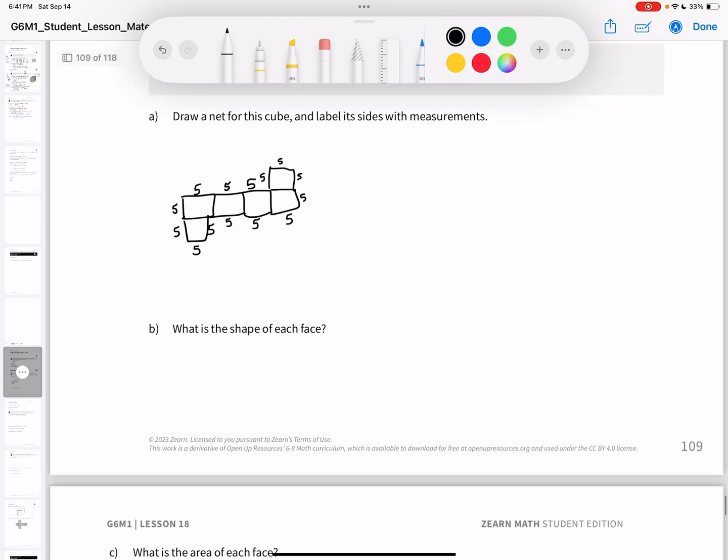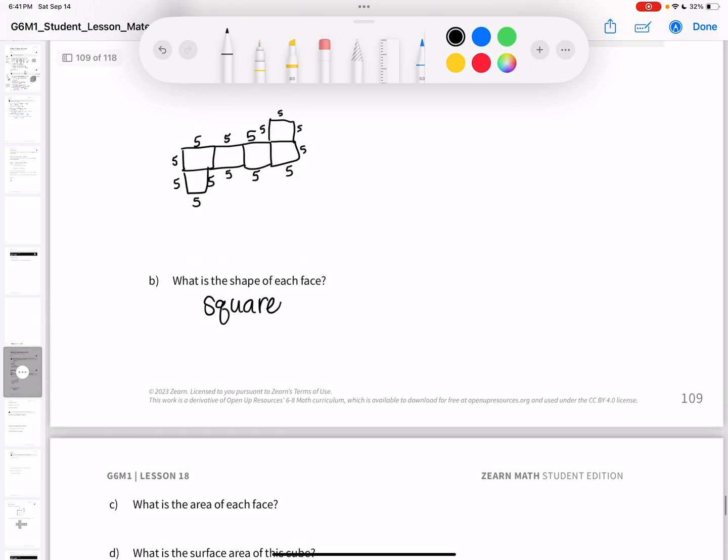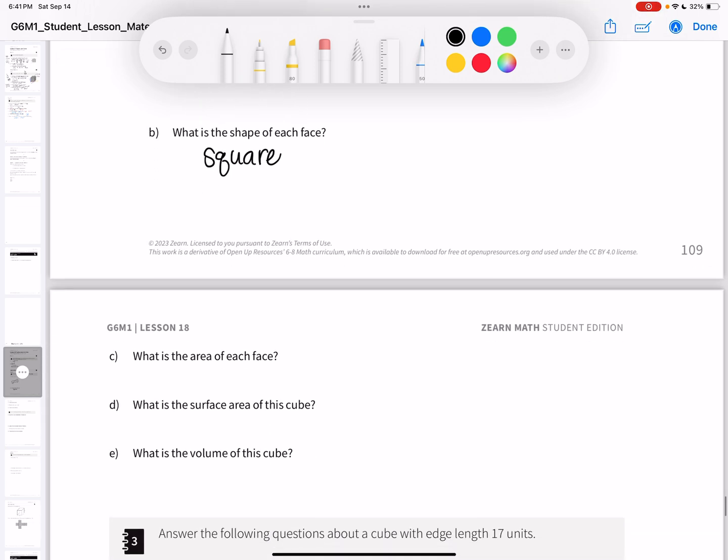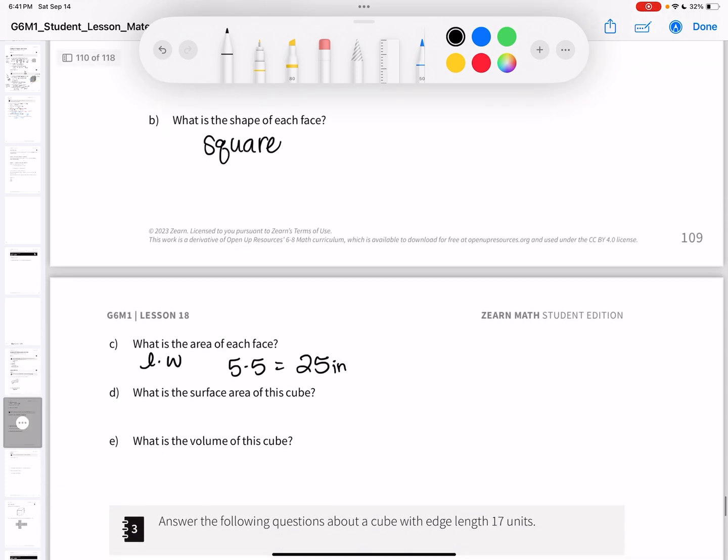What is the shape of each face? Well, it's a cube, so they are squares. Okay. What is the area of each face? Well, the area is length times width, and we know each edge or side is 5, so 5 times 5 is 25. It's in inches, so 25 inches squared is our area.